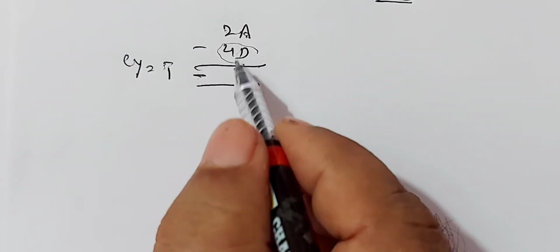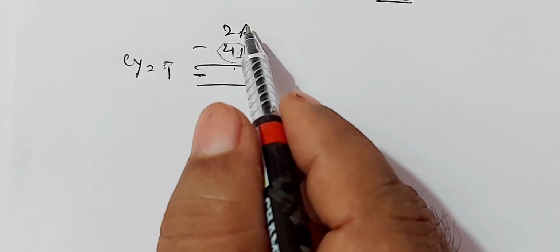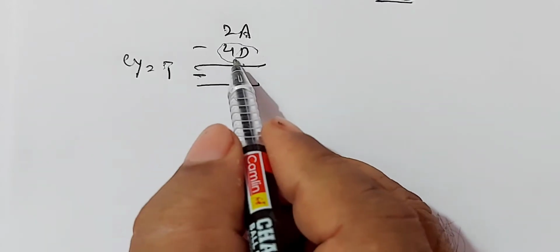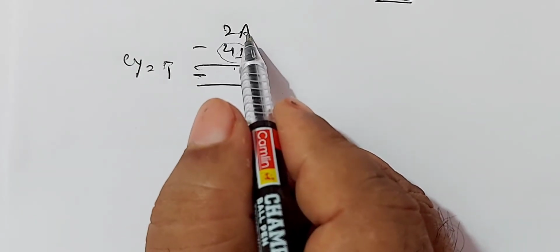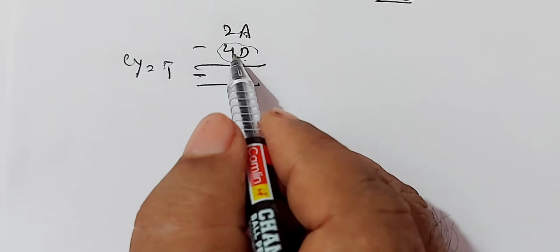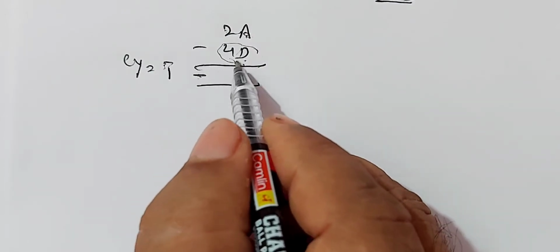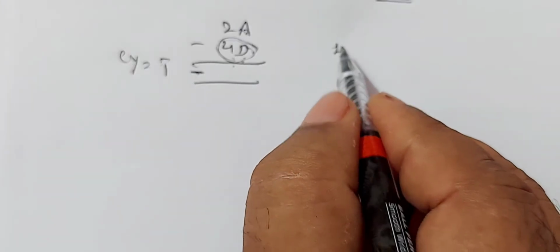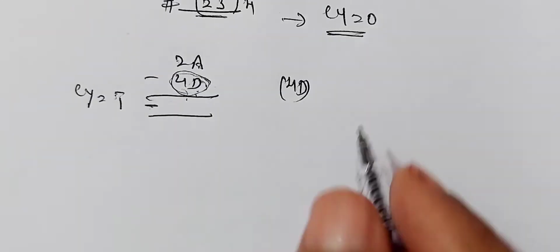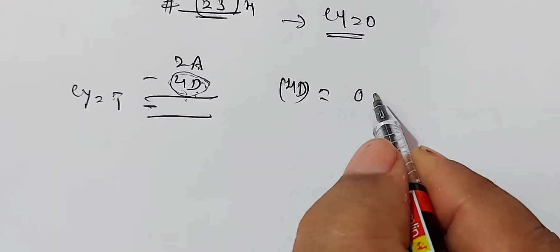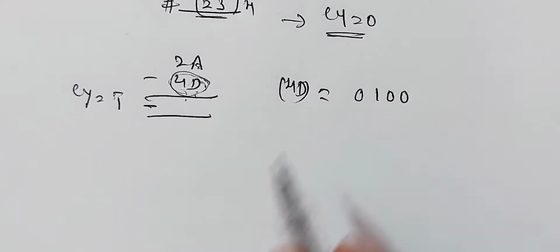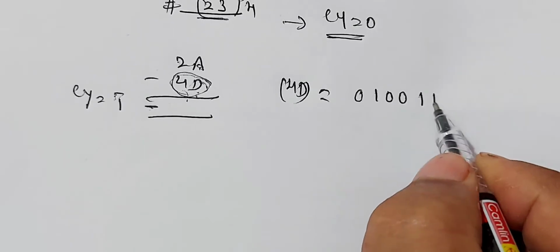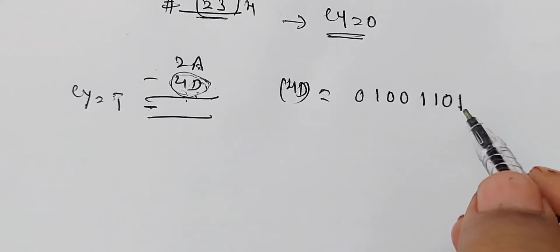Example, I will calculate the subtraction of this. 4D is a higher number, 2A is a lower number. Now we are going to subtract the higher number 4D from 2A. First take the 2's complement of 4D. What is 4D? 4D in binary number is 4 means 0, 1, 0, 0. D. A is 10, B is 11, C is 12, D is 13. 13 means 8 plus 4 plus 1, 13.